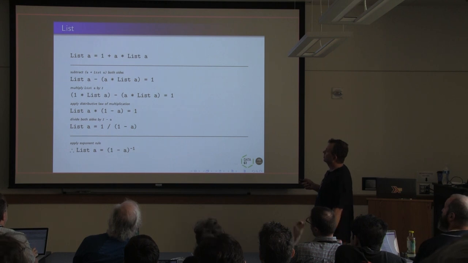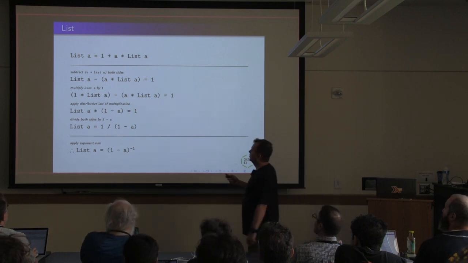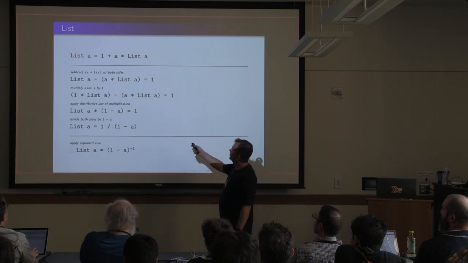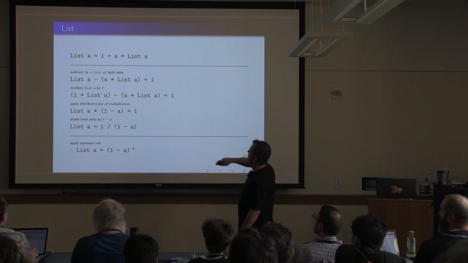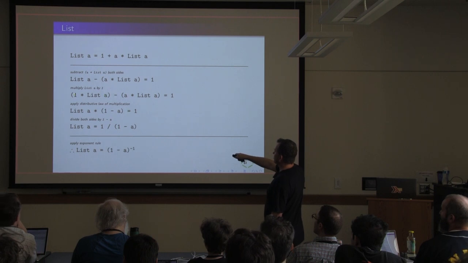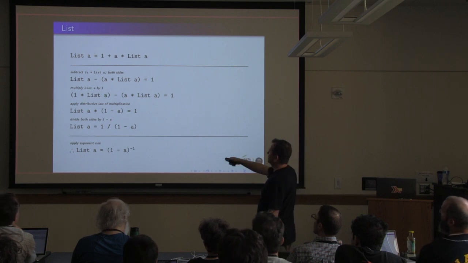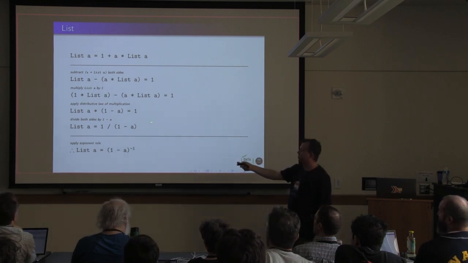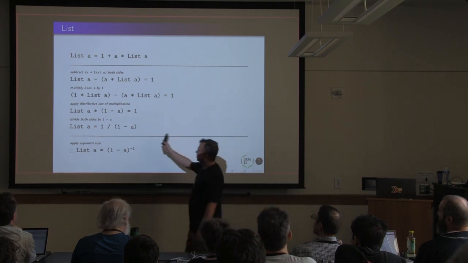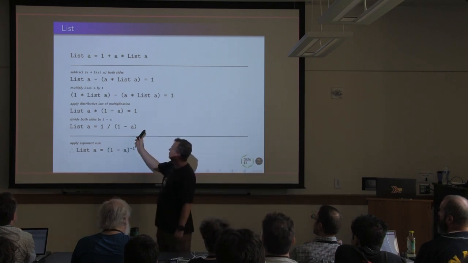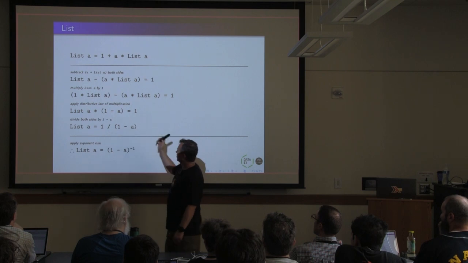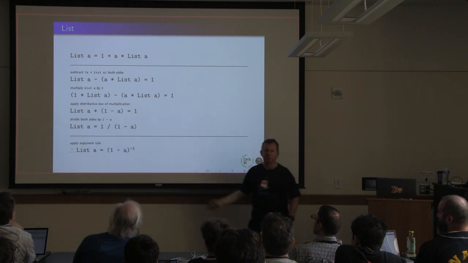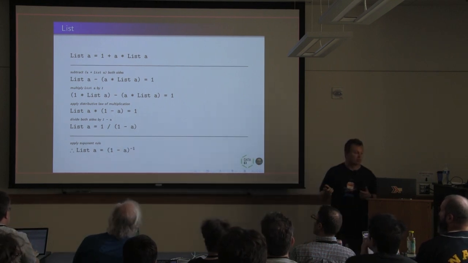Okay, so if I multiply both sides by, what have I done there? Multiply both sides by this one here. Apply a distributive law. I'll end up with this equation here. And then I divide both sides by 1 minus a. Is that right? Yeah, I'll end up with, and then apply exponent rule, I'll end up with 1 minus a to the power of negative 1.